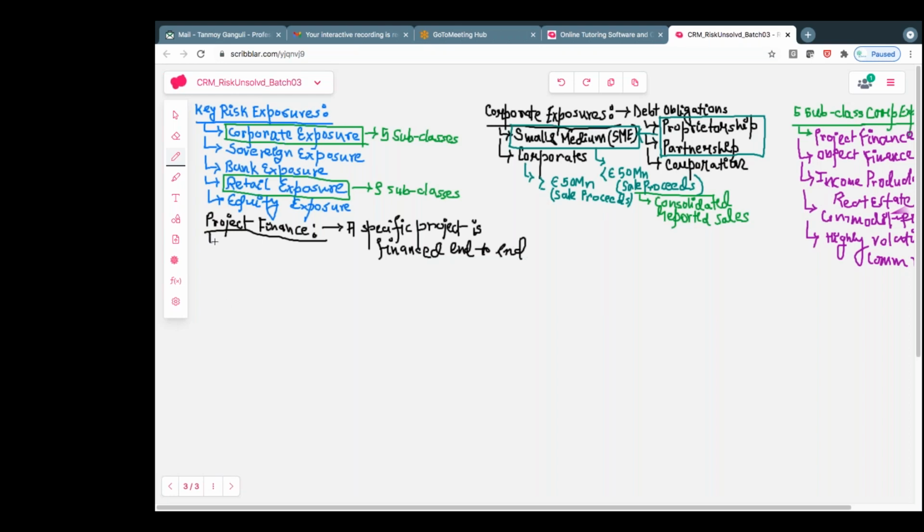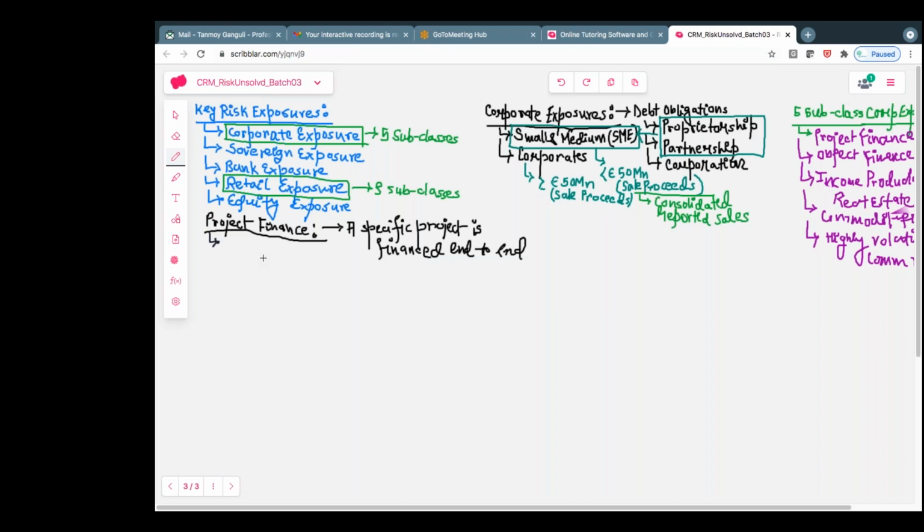So the next thing that we talk about is project finance. Over here, we are trying to explore the different kinds of corporate exposures that we would have, like project finance, right? So let's talk about project finance. While we talk about these exposures, the question that comes out is what we need to understand over here, which is how exactly these are different from each other, right?